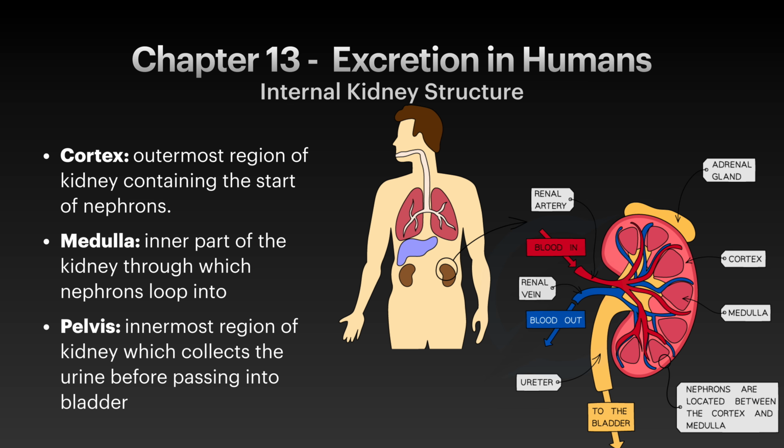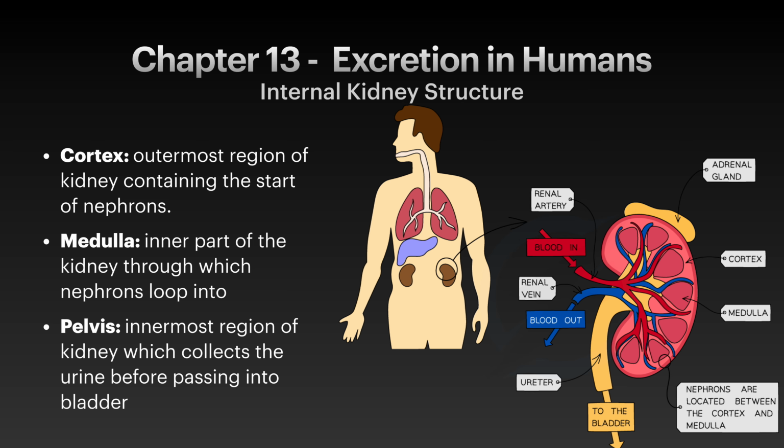Having talked about the important parts of the human excretory system, let's delve into the kidney. If we cut a kidney in half lengthwise, we can see its internal structure. The kidney has three main regions: the cortex, the medulla, and the pelvis. The cortex is the outer region of the kidney. It contains the start of the nephrons, which are the functional units of the kidney.